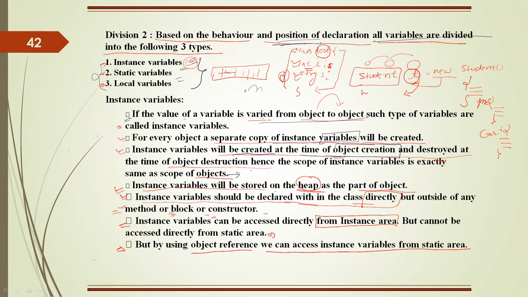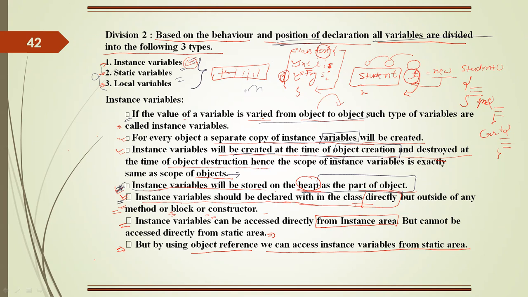What is the scope of the object? At that time the instance variable is deinitialized, meaning destroyed by the garbage collection. Now, next: the instance variable will be stored on the heap. In the method area, we have 5 types of areas, and in these 5 types of areas we have one heap. So the instance variable is stored in the heap area.